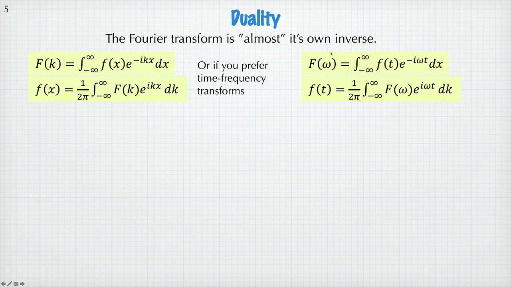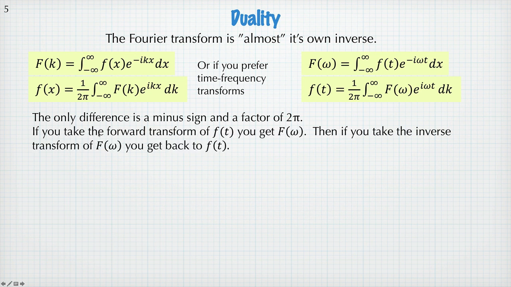This is the same transforms written out with omega and t, in case you prefer looking at them that way. Okay, so the only difference between the forward and reverse transforms is the minus sign and the factor of 2 pi. Now, to state the obvious, if you take the forward transform of f of t, you get big F of omega. Then, if you take the inverse transform of big F of omega, you get back to f of t. That's the whole point, and this is a way of expressing these definitions in words.